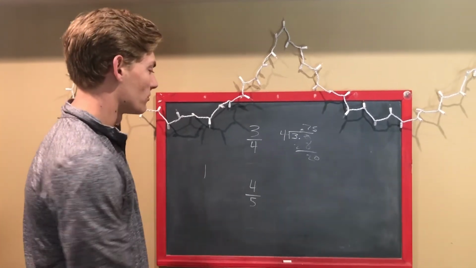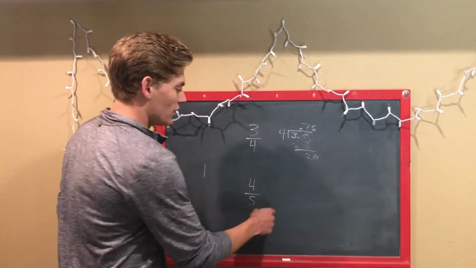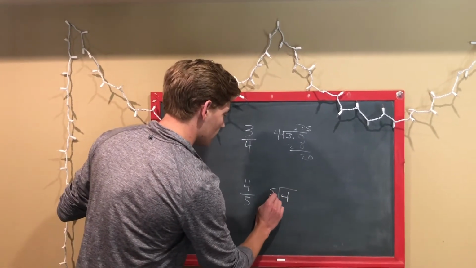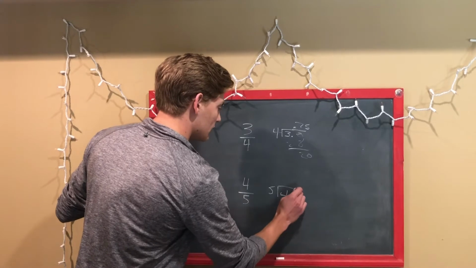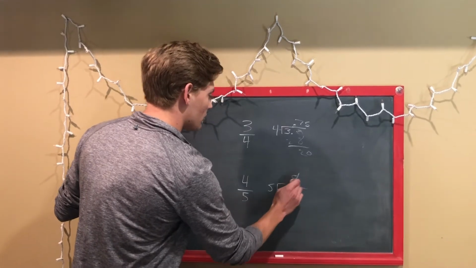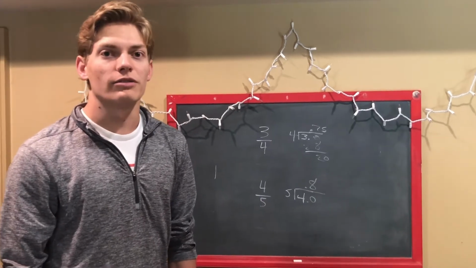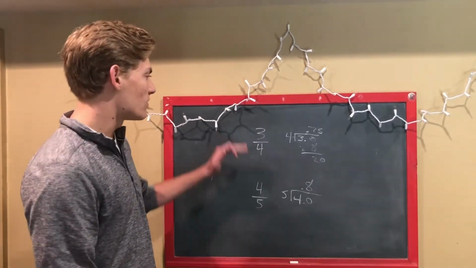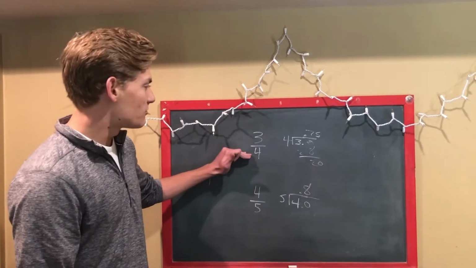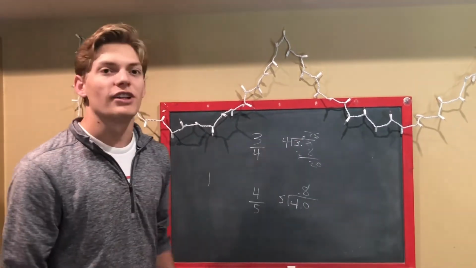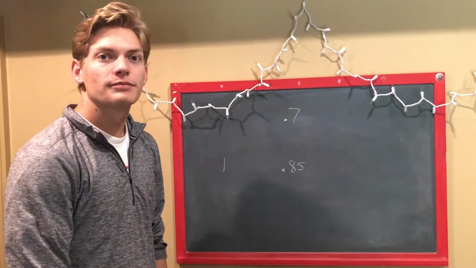Then if you want to do it for 4/5, you do the same thing. You're going to have 4 on the inside divided by 5, and this is going to be 0.8. So that's how you figure out how to solve a fraction into a decimal. You just divide this top number by this bottom number either by hand or on a calculator, and it will tell you what your decimal value is.